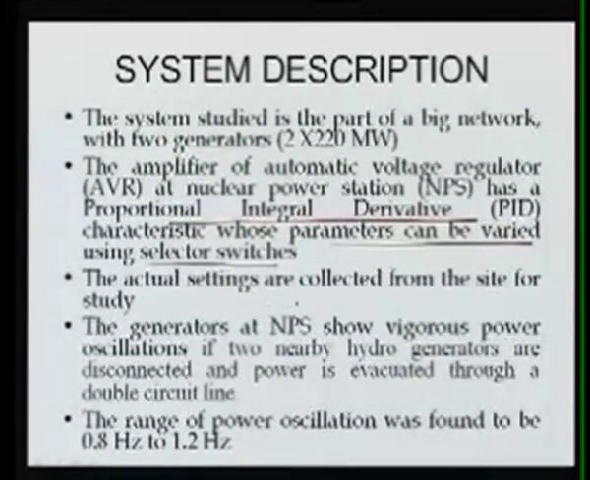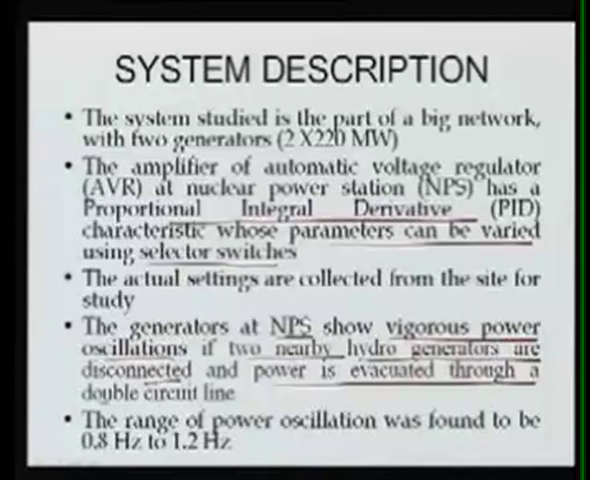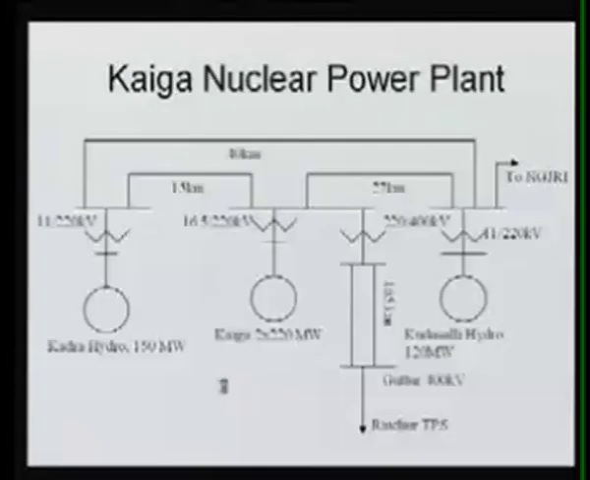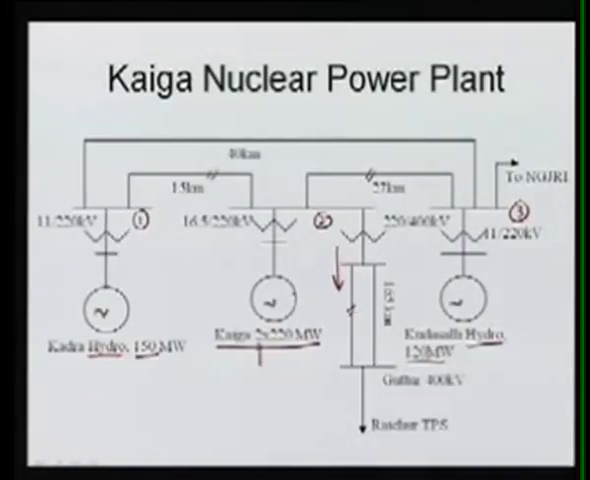The actual settings were collected from the site for the study, and the generators at this nuclear power station show vigorous power oscillations if the two neighboring hydro generators are disconnected and the power is evacuated through the double circuit line, as I said. This is a double circuit line, this as well as this. So the total power is coming through this line.